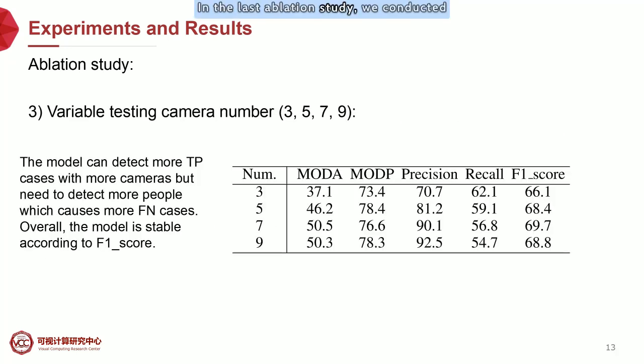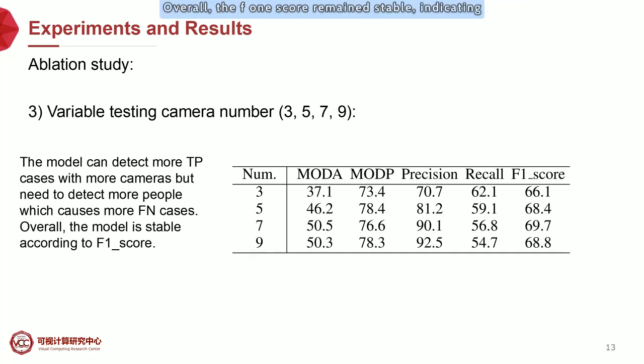In the last ablation study, we conducted variable testing of camera numbers, using 3, 5, 7, and 9 cameras. The results showed that as the number of cameras increased, the metrics for MODA, MODP, and precision also generally increased. However, the recall metric decreased because, with more cameras, the model was able to detect more true positive cases with higher accuracy. But at the same time, the number of people who needed to be detected also increased, leading to more false negatives and ultimately causing the recall metric to decrease.